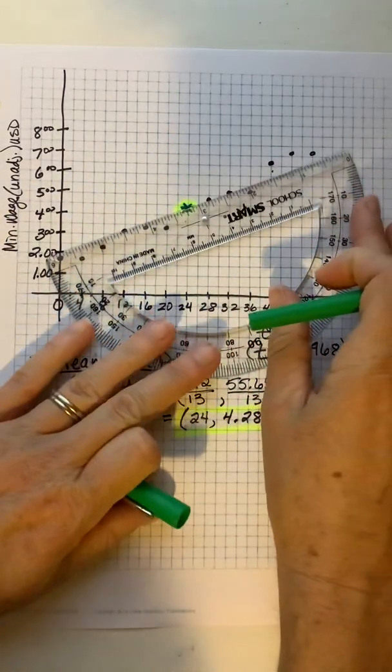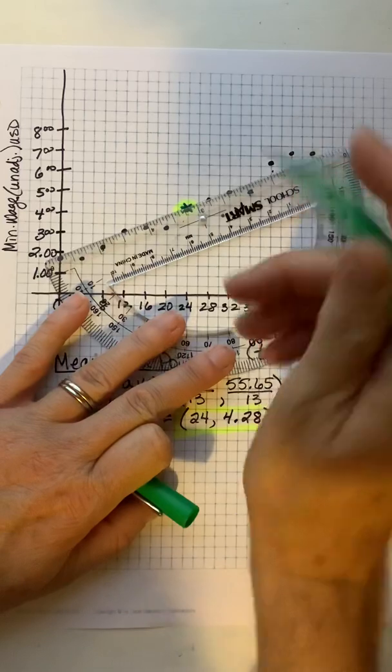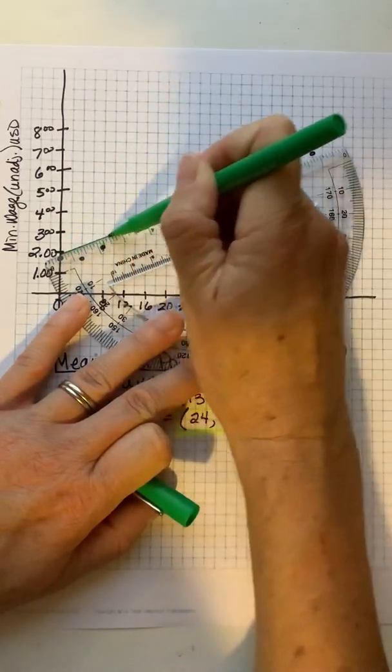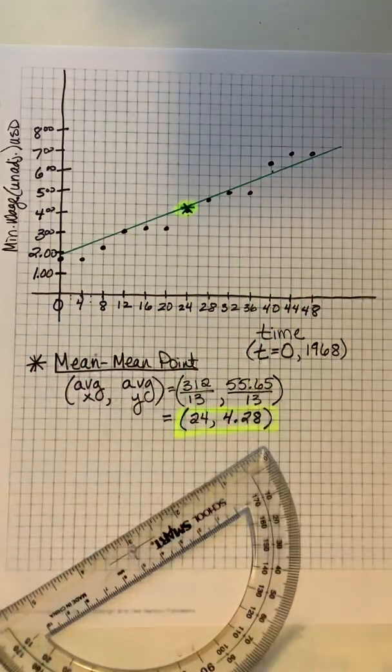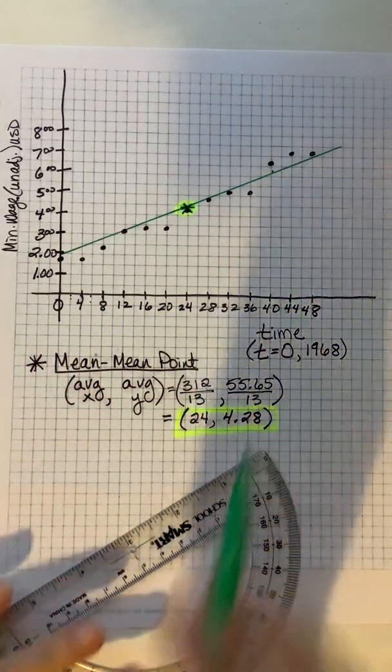All right, so I don't know. I think I gotta move it up a little bit. It does not have to go through 0, 0. So let's see how I did. Well, it could have been better, but it's not bad.